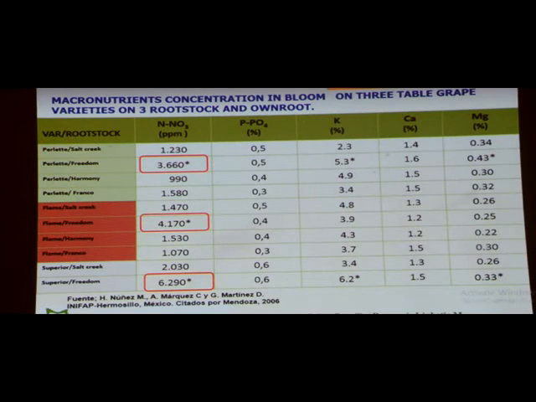Freedom in different varieties, Freedom. A lot of nitrate during the bloom stage. A lot of nitrogen, a lot of potassium, but not a lot of magnesium. So we have the imbalance we were talking about.